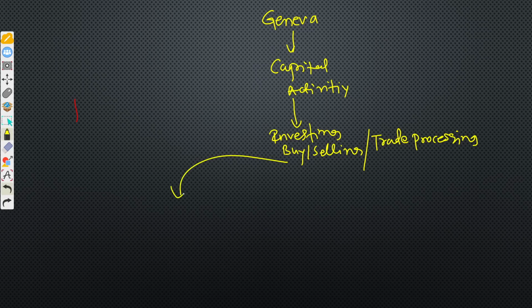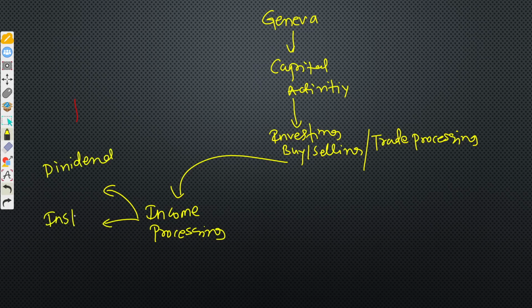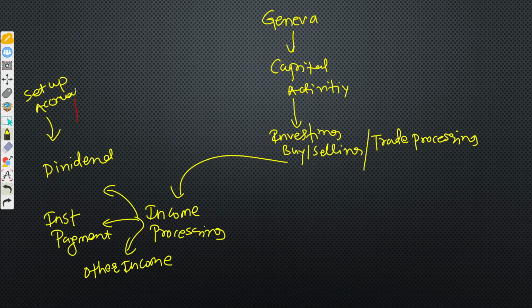The first one is your income processing. Basically, they take care of dividend booking, interest payment, and other income. So their main job is to set up accruals, and recon.